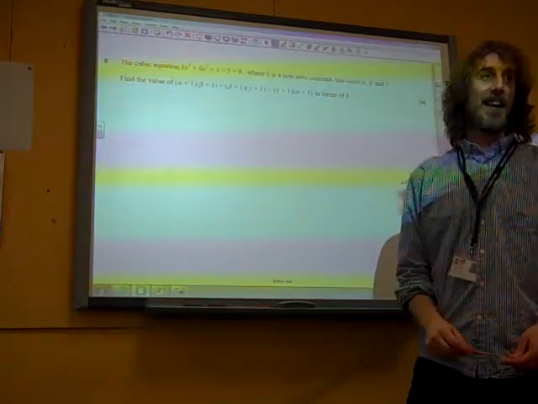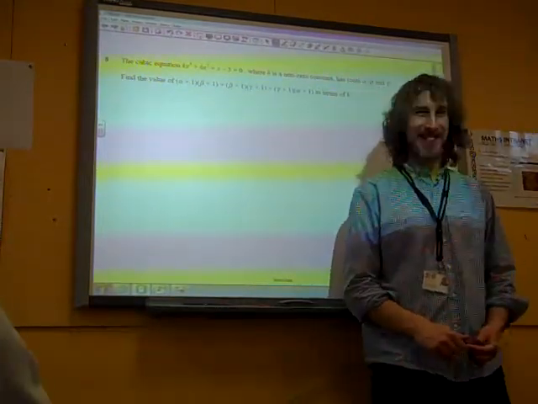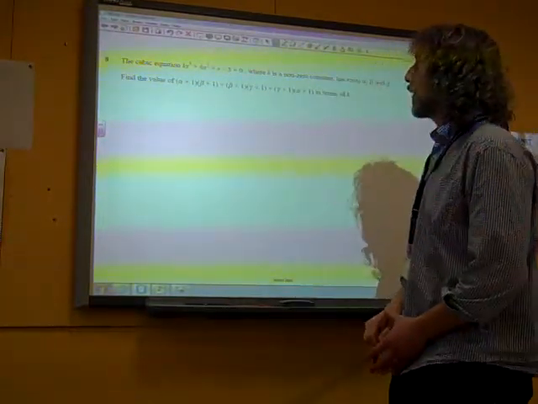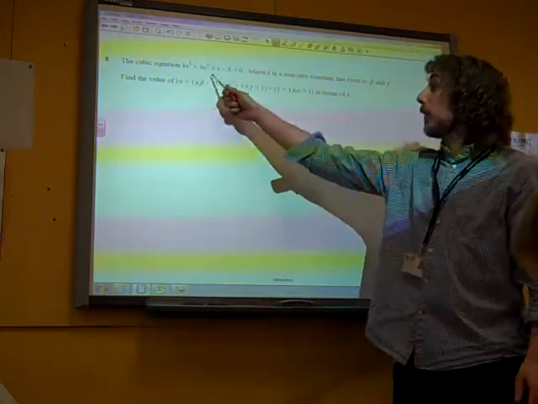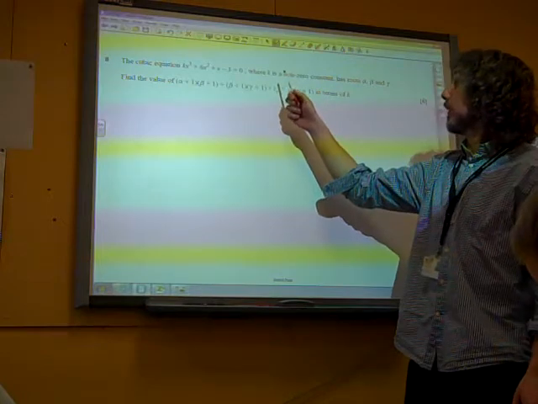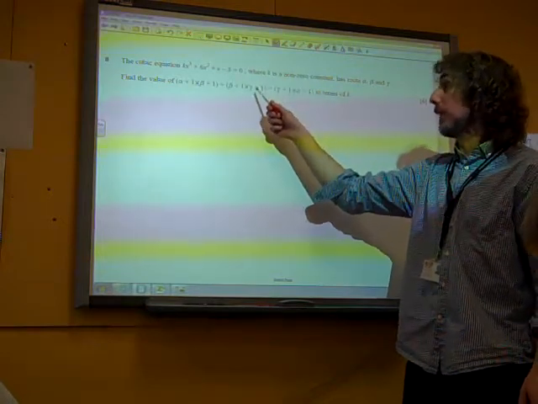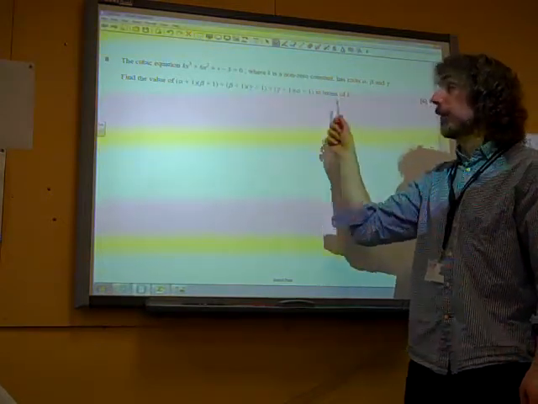Right, so question 8 is this roots of polynomials one. And so we're going to have to work out, if we look at what we've got here, we've got alpha and beta and gamma involved in the thing there. We want to find the value of that in terms of k.